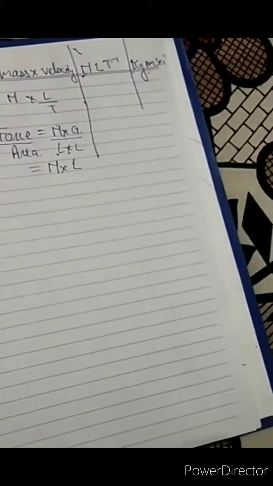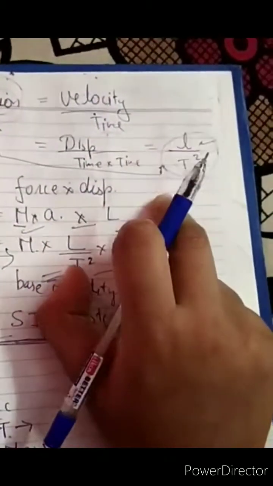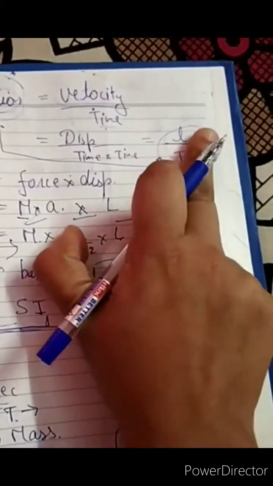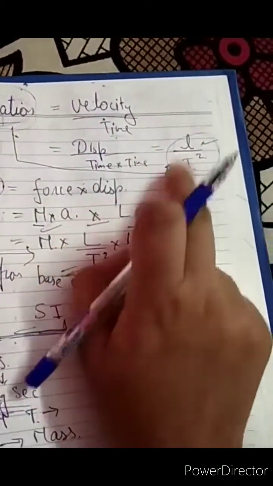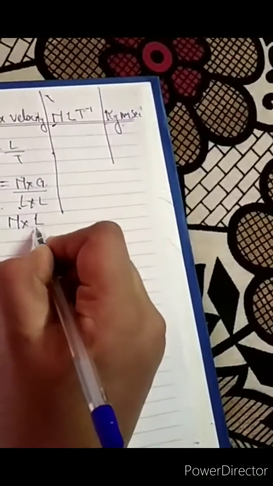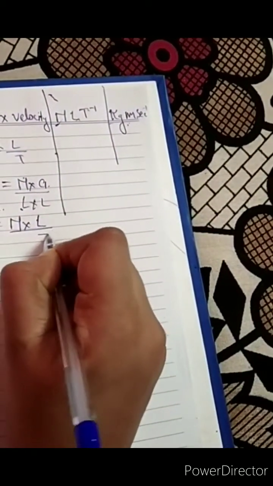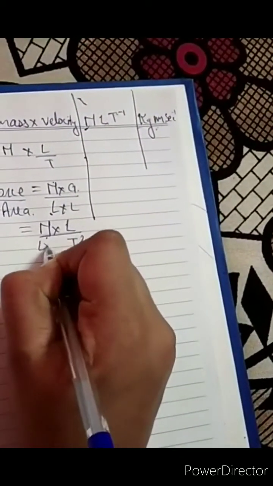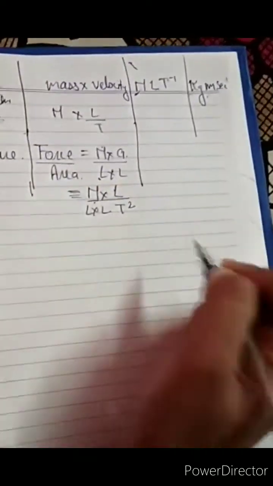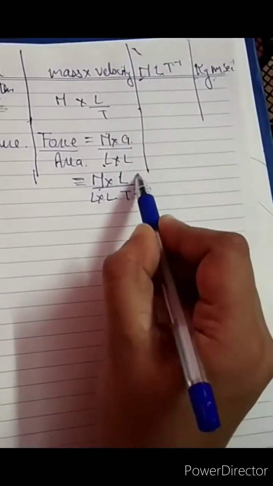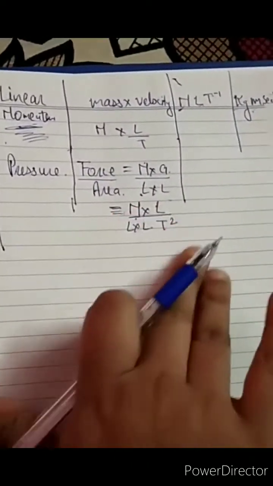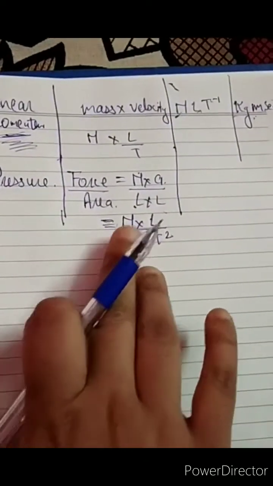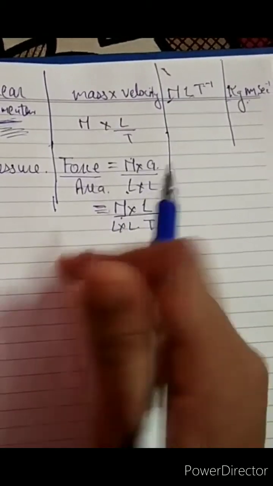Acceleration is L upon T square: velocity upon time, displacement upon time, L upon T square. And here we have length into length because of our area. All these are our basic formulas. Now mass, length and time.